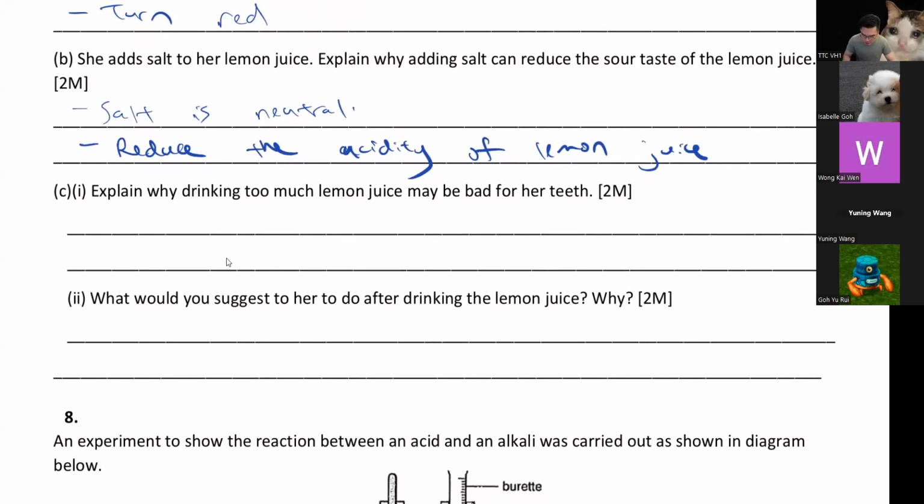So you can say lemon juice is acidic. It will corrode her teeth, because acid is corrosive. Acid is corrosive, 腐蚀性，酸性会腐蚀你的东西. It's corrosive. So we don't let this touch our teeth. Try to use a straw.